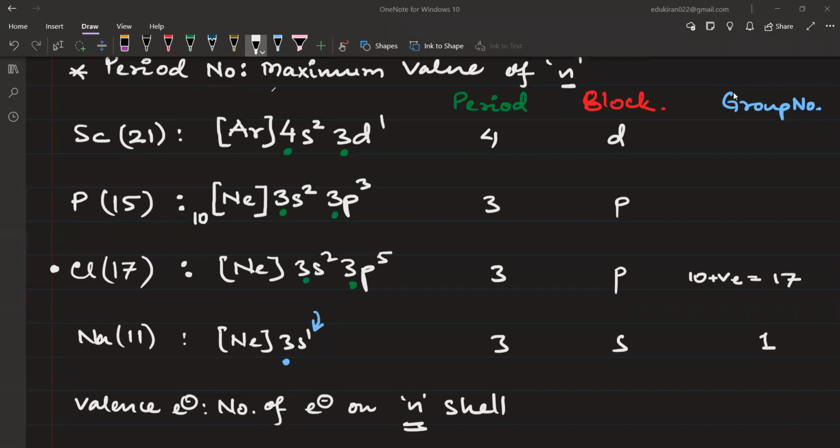Yes, correct. Okay. What will be the group number for phosphorus? All of you tell me. Okay, fine. Everyone correct. Very good. Fahad, what about you?